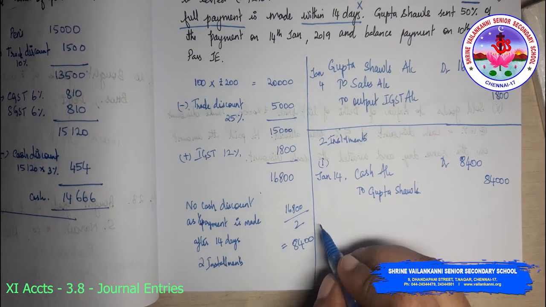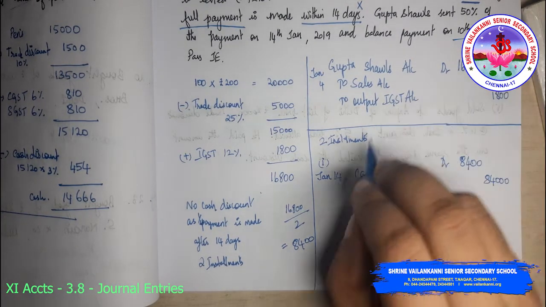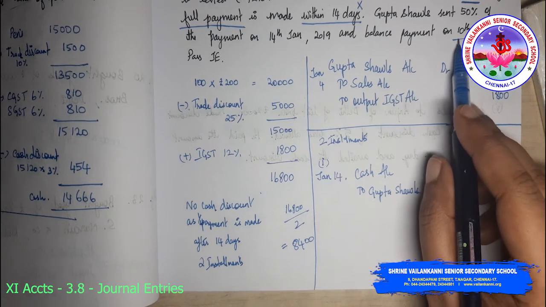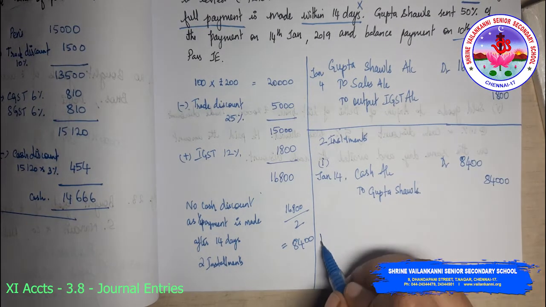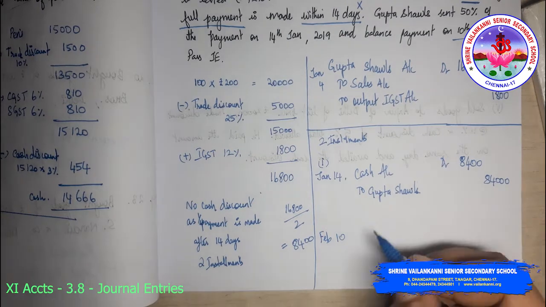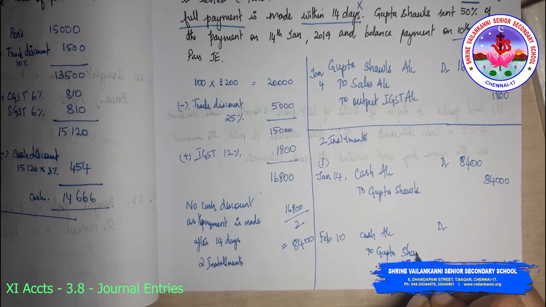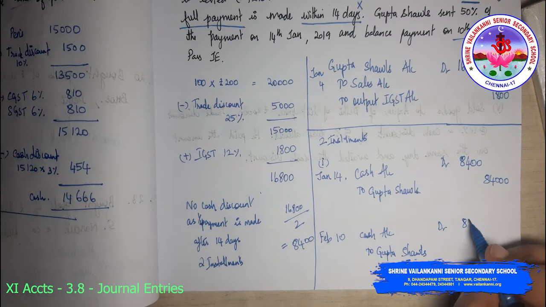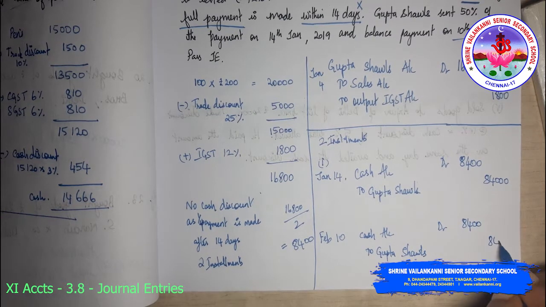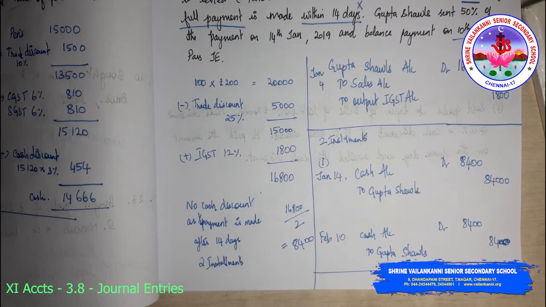The next installment, they are paying on 10th Feb, cash account debit to Gupta Shawls, 8400. So this is the entry. I hope that this is clear.